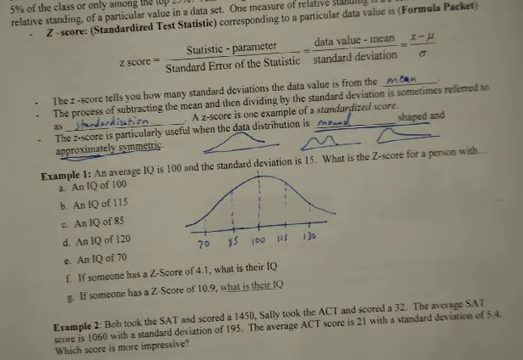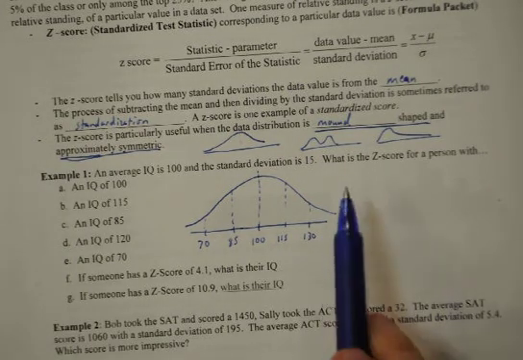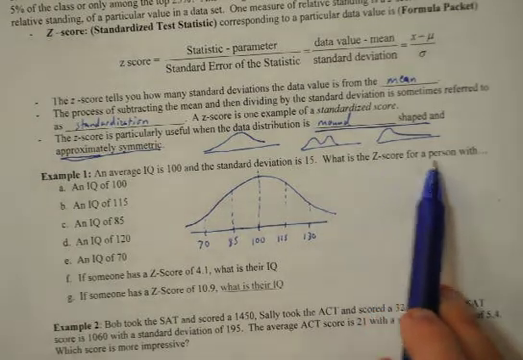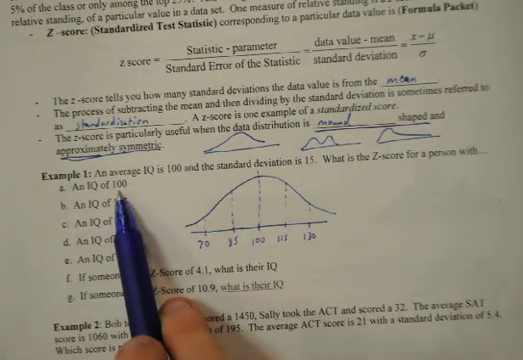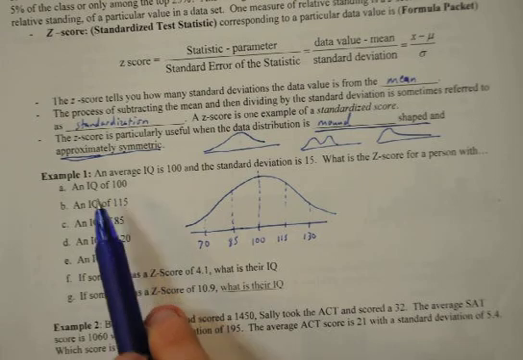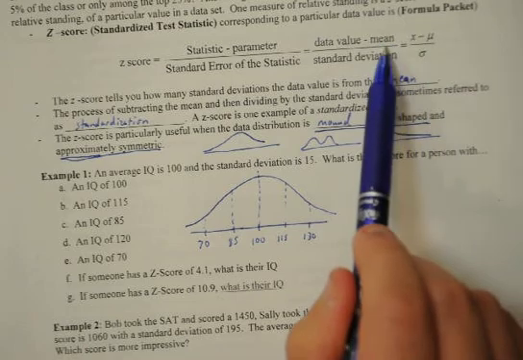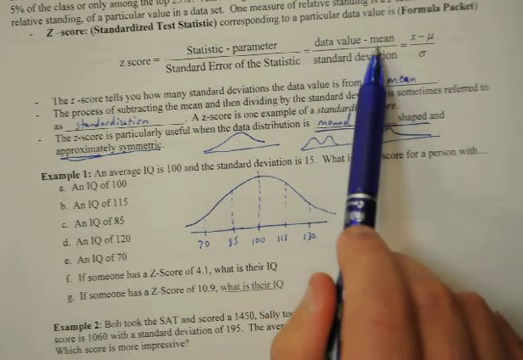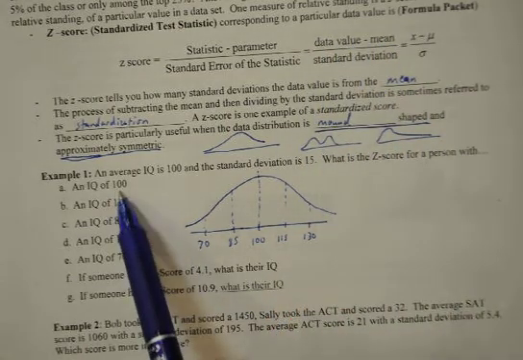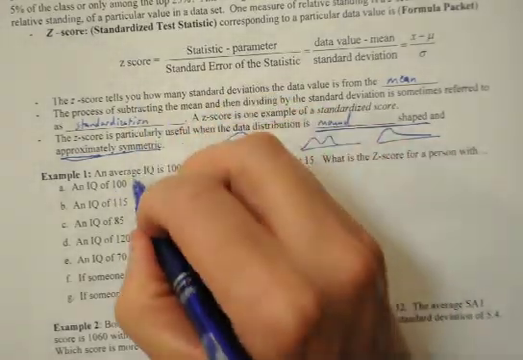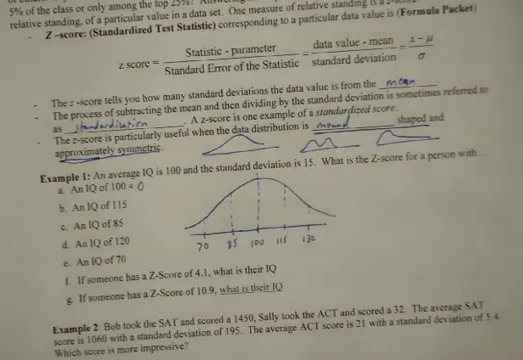Okay. So the question is, what is the Z-score of a person with an IQ of 100? A Z-score compares the data value to the mean. That's kind of what it does. So how far is 100 from the average? Average is 100. The Z-score in this case is 0, because that is the average.